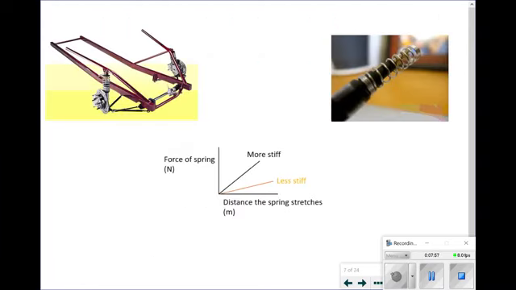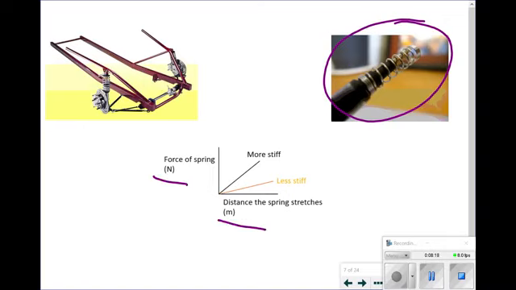Here we have a case of two different types of springs with very different stiffnesses or strengths. This one right over here is a very weak spring that's easily compressed, easily stretched, and it's often used for the simple case of a ballpoint pen. If I was to graph the amount of force needed to stretch the spring, I wouldn't need a lot of force to stretch the spring a long distance. This type of spring is not very stiff at all.